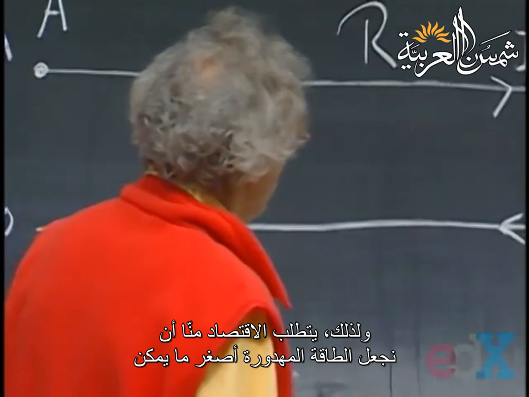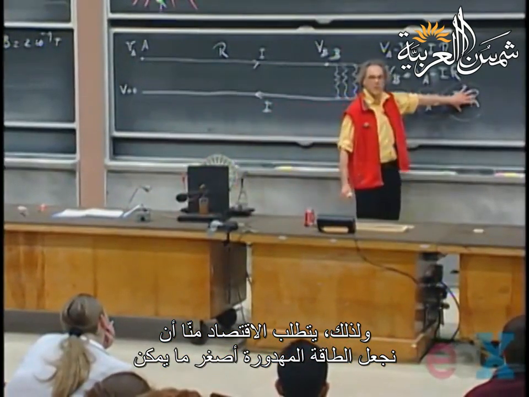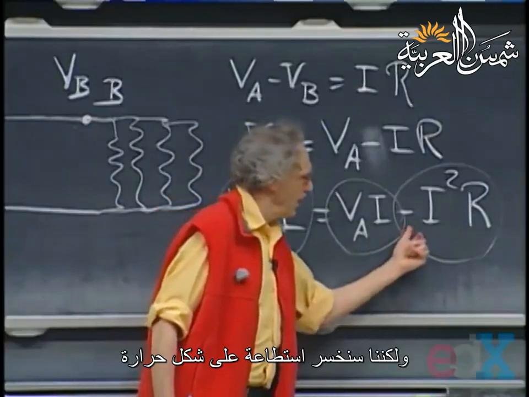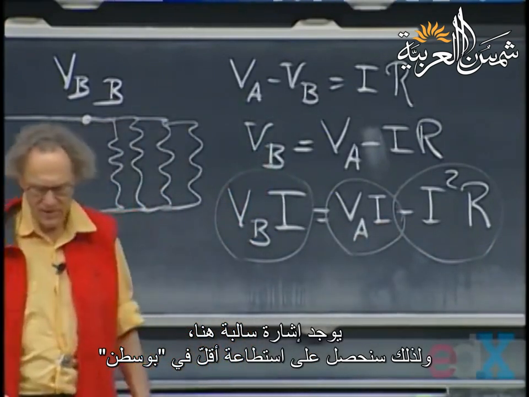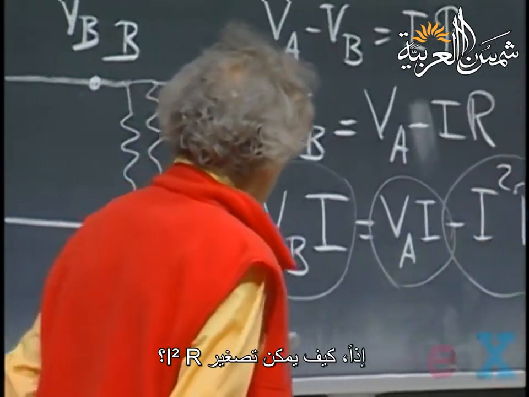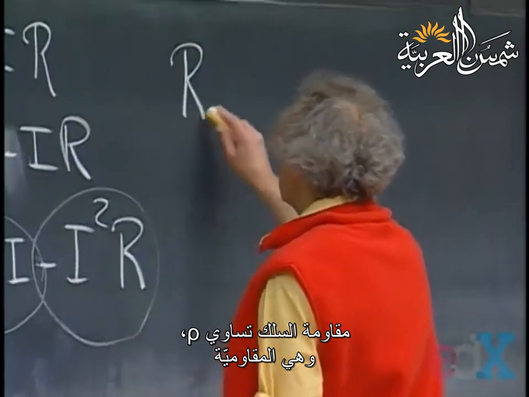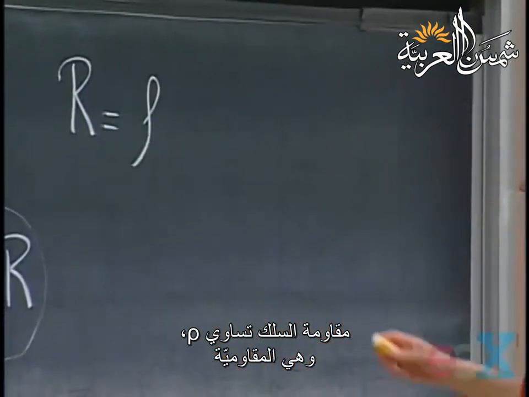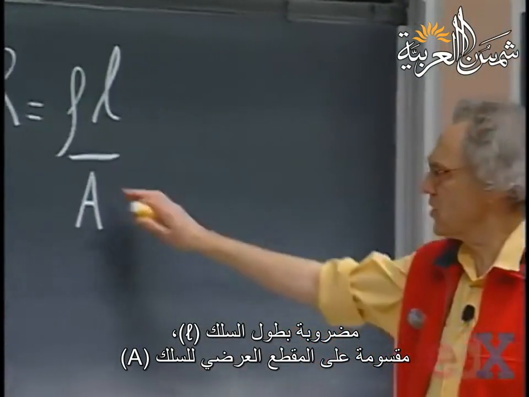So the economy demands that we try to make this as small as possible. See, this is the power that is available, but you get a loss of power in terms of heat, the minus sign here. So you get less in Boston. And so how can you make this I square R low? Well, what is the resistance of a wire? That is rho, which is the resistivity, times the length of the wire, divided by the cross-section of the wire.